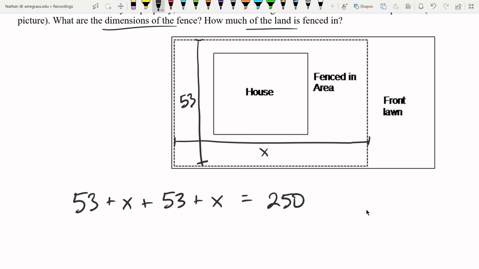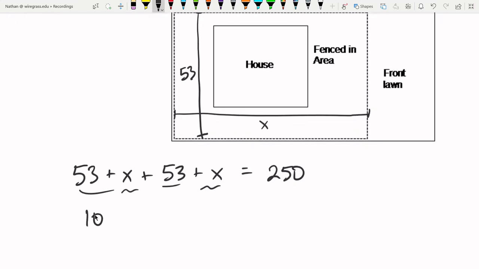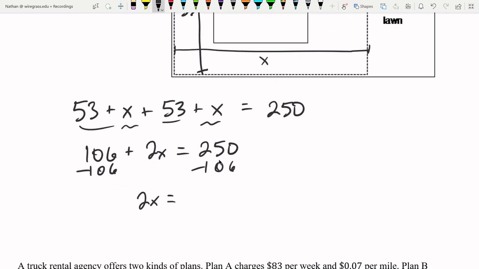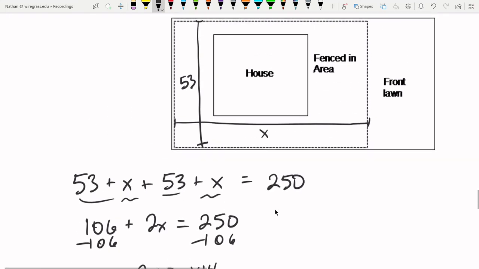This is a linear equation of one variable, so we can solve it by getting the variable by itself. First off, I've got two like term groups to combine. So 53 plus 53 is 106. x plus x is 2x. And now I can subtract 106, giving me 2x equals 144. Yep, divide by 2. And we get 72. So we know that we are pushing forward 72 feet from the back of the property.